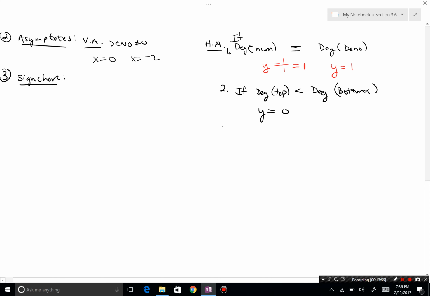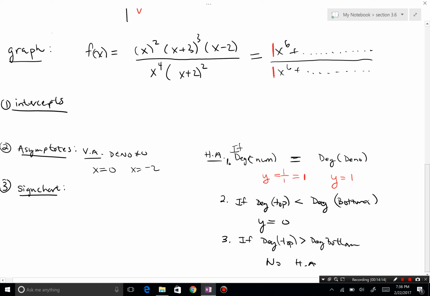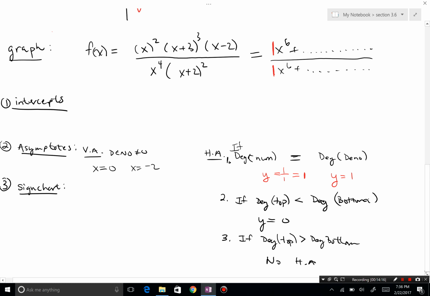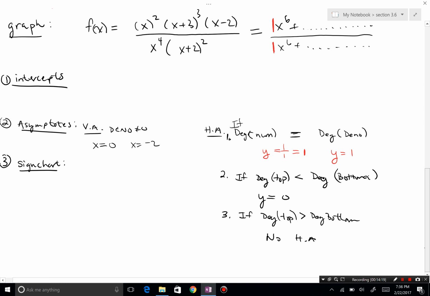And then finally, the last one is if the degree of the top is greater than the degree of the bottom. Then what happens? There's no horizontal asymptote. And I know some people learned about slant asymptotes, right? Which is okay, but right now we're just interested in a horizontal asymptote for these particular problems.